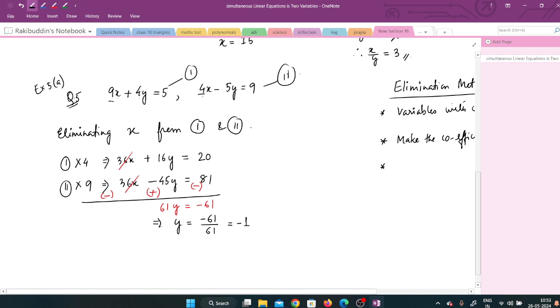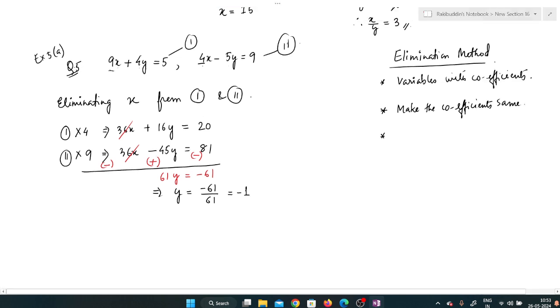So students, you see, the elimination method is very simple and convenient to use. You can use it. So y equals minus 1.